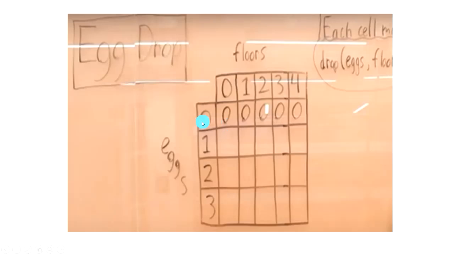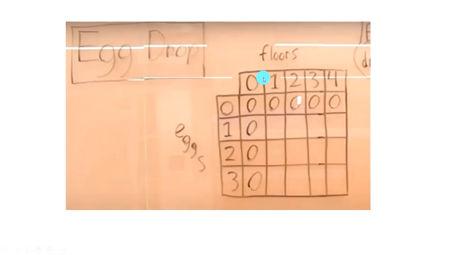So when there are no eggs, then we cannot perform any drops. So no matter how many floors, 0 is going to be the answer. So this entire row is filled with the value 0. So when the floor is 0, how many drops do I have to perform to tell with guarantee that the floor is the pivotal floor?